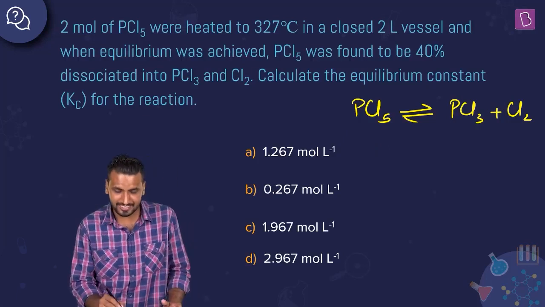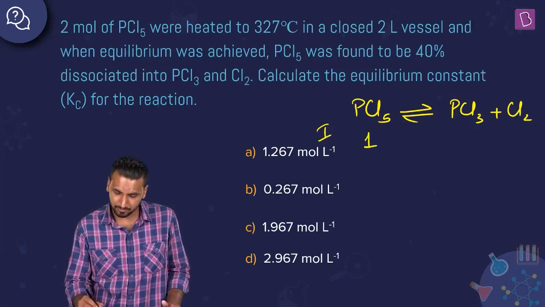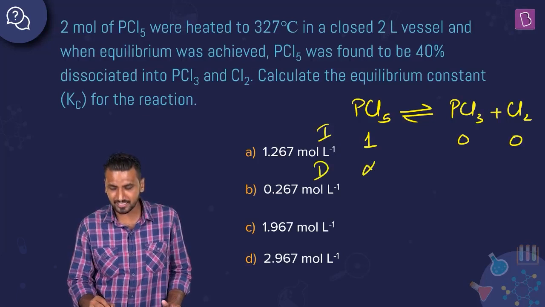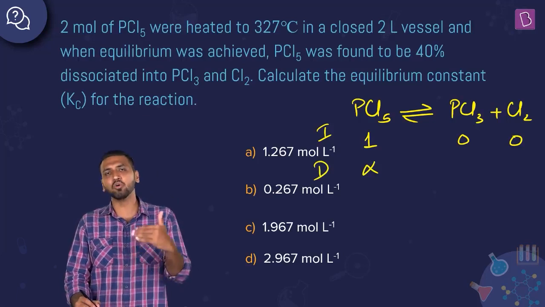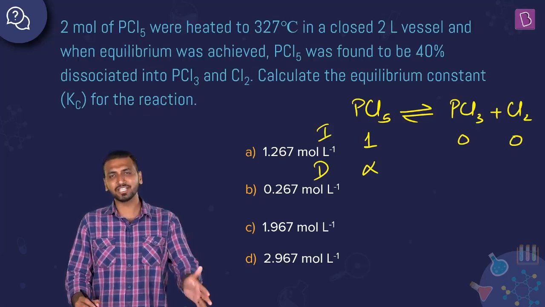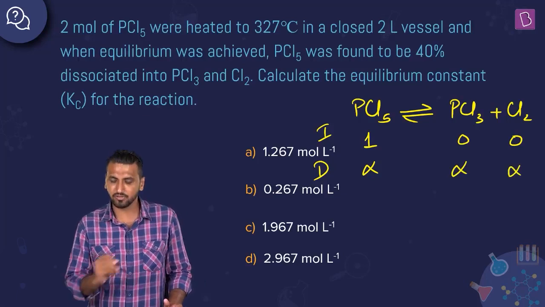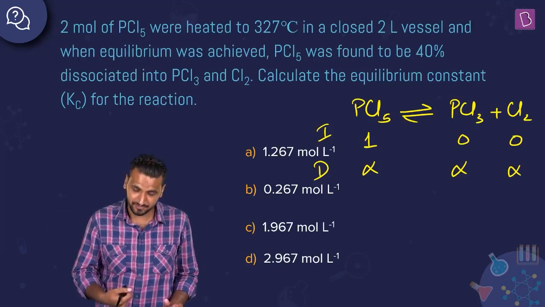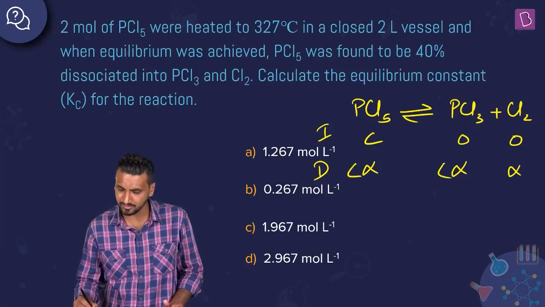So if I say initially I have 1 mole, and PCl3 and Cl2 were 0, they were not present in the container. The dissociated part, let's say it is alpha. If you read the stoichiometry, 1 mole PCl5 is going to dissociate and form 1 mole Cl2 and 1 mole PCl3. So if alpha dissociated, alpha will be formed for PCl3 and Cl2. If it is 1, then it is alpha. If it is C, then it will be C alpha. Unitary method.